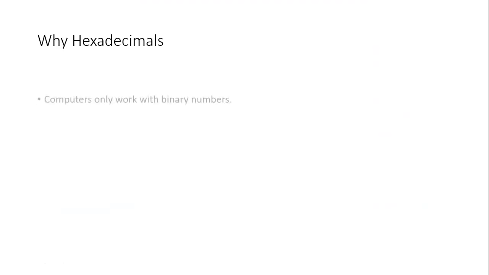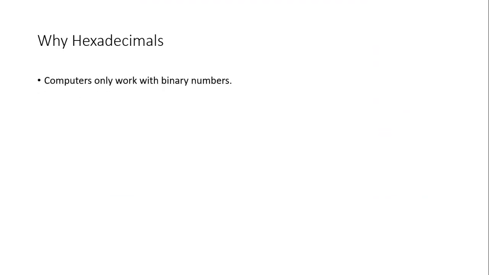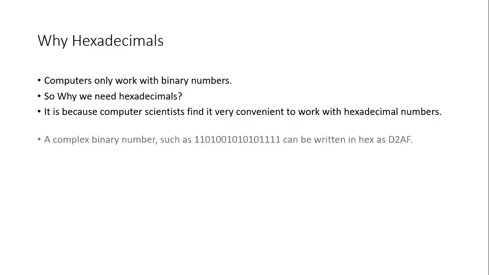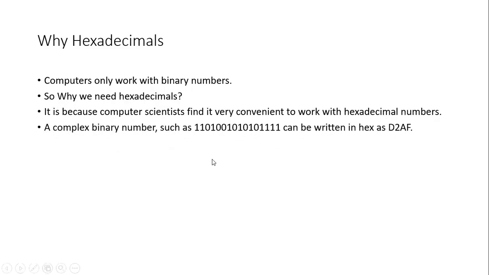So why do we need hexadecimals? Because computers only work with binary numbers. We don't use hexadecimal in the electronics of the computer, but we use them because computer scientists find it very easy to work with hexadecimal numbers, and this is an example. Look at this hexadecimal number.